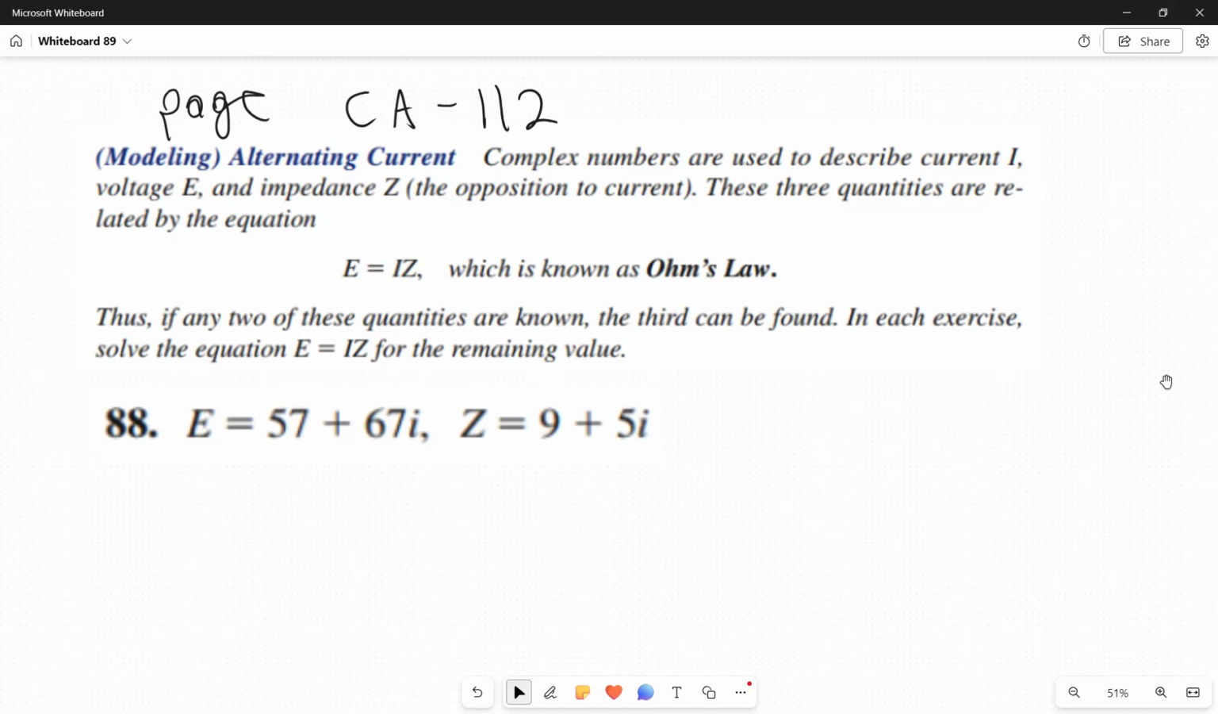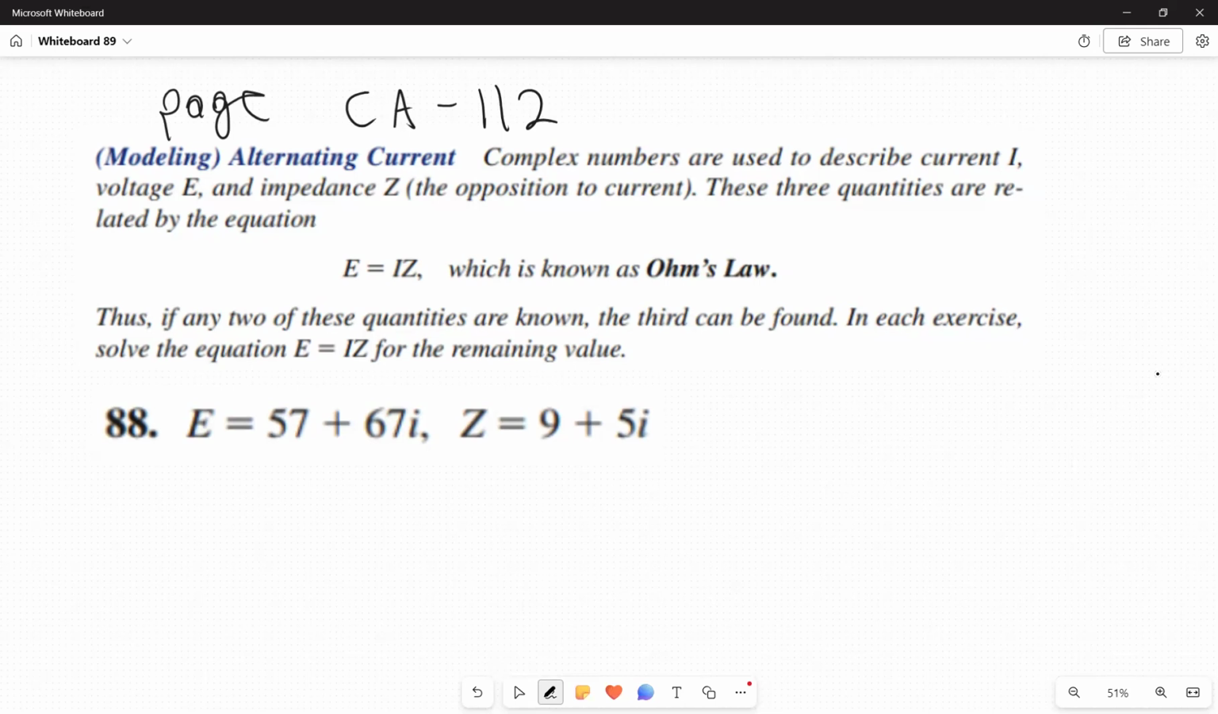Complex numbers are used to describe the current I, voltage E, and impedance Z, which is the opposition of the current. These three quantities are related by the equation E equals I times Z. Thus, if any two of these quantities are known, the third can be found. In the exercise below, number 88, solve the equation E equals IZ for the remaining value.